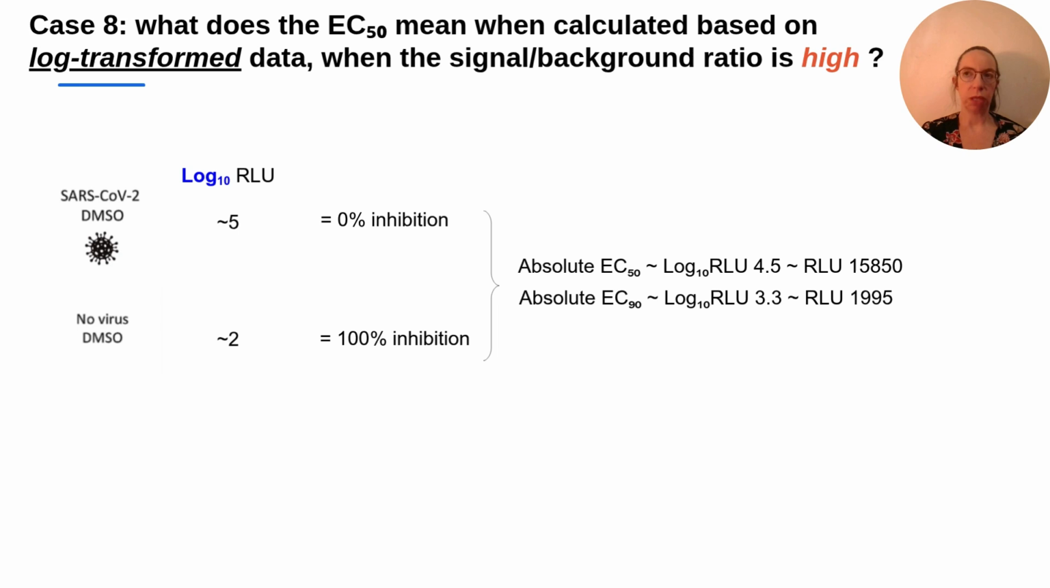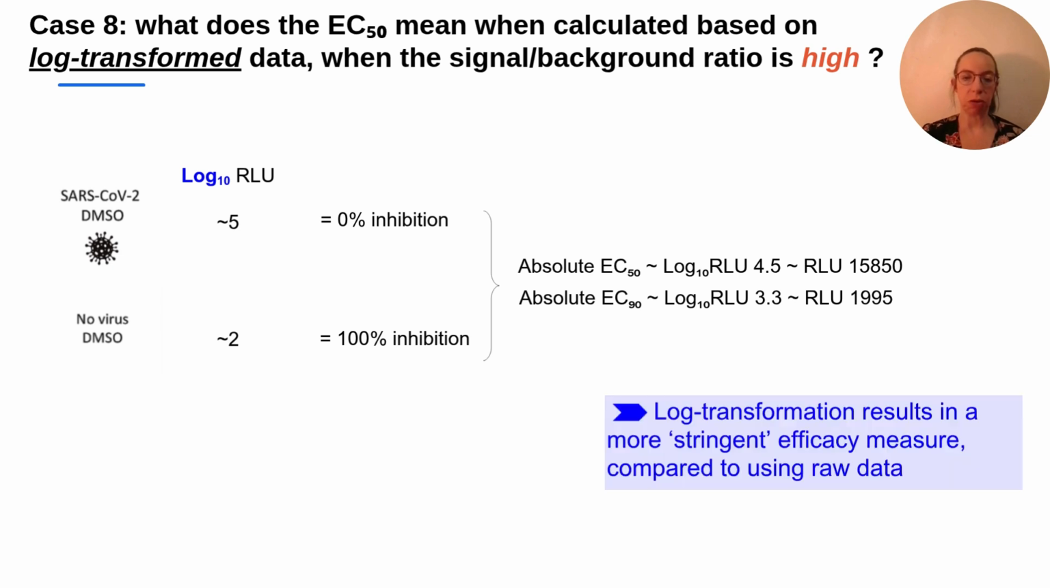So 15,850 and 2,000. If you remember the values for case 7, it was for EC50, 50,000 raw data, 15,850 log transform data. And for the EC90, it was using the raw data in case 7 around 10,000, while now it is around 2,000. So once more, this shows that log transformation results in a much more stringent efficacy measure compared to using the raw data. Of course, the remark about the biological meaning of a reporter assay remains.